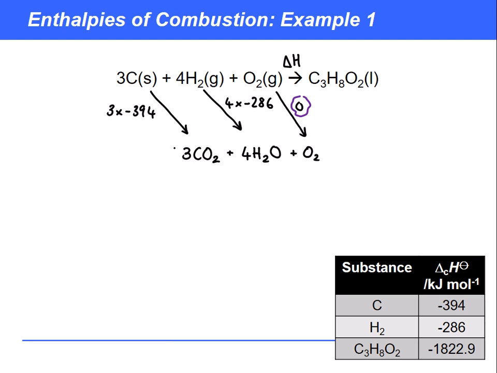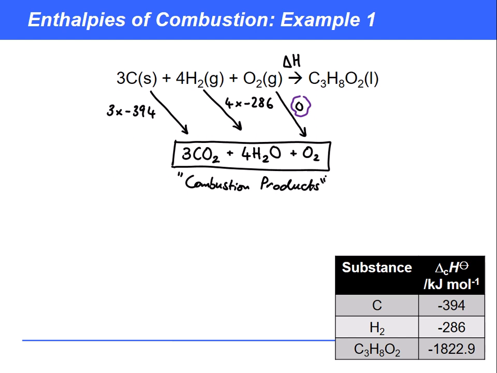And so we've got these products of combustion this time. And it turns out that if we combust propane 1,3-diol, we're going to get exactly the same products of combustion: carbon dioxide and water, just as we saw in the equation on this slide. So carbon dioxide and water are our combustion products, and this time we are combusting 1 mole of it, and so 1822.9 is the enthalpy change that we need.